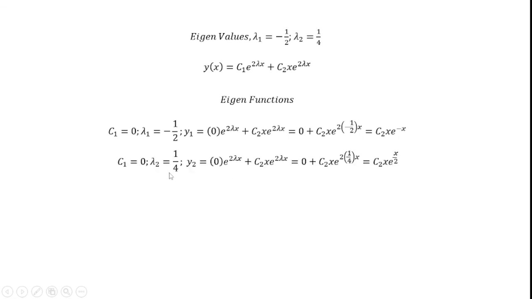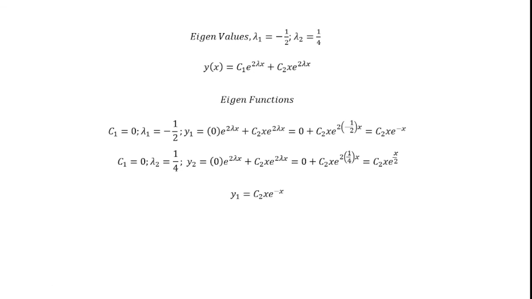Then the second eigenfunction. Here also c1 is equal to 0, because I have two boundary conditions, so two eigenfunctions are available with my equation. So again I substituted c1 is equal to 0, lambda 2 is equal to, what is lambda 2? Yes, 1 by 4. I substituted the same value into the available complementary function equation, which is y of x is equal to c1 into e power 2 lambda x plus c2 into x into e power 2 lambda x. I replace lambda 2 with 1 by 4, so that the first term, which is c1 into e power 2 lambda x, is 0 because c1 is equal to 0, plus c2 into x into e power 2 lambda, replaced with 1 by 4 into x. From this I can simplify. I can get c2 into x into e power x by 2.